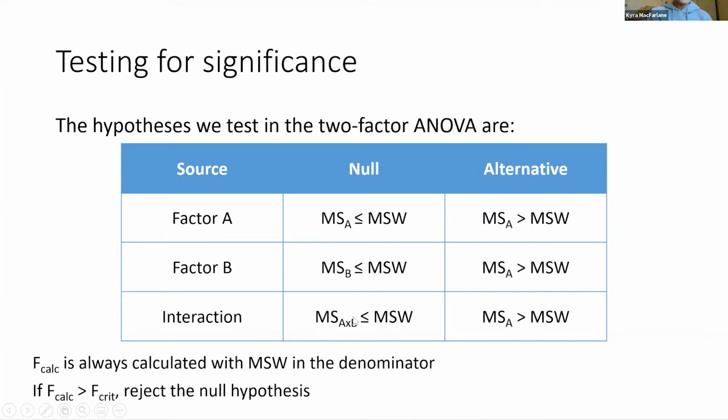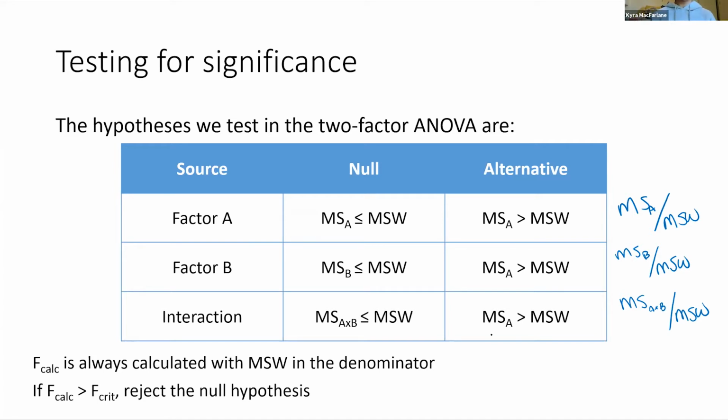And remember, when we technically test this, we do that using an F-calc because we're comparing variances. So when we calculate our F-calc, we do that with our mean squares within in the denominator. So mean squares A, B, or interaction, those are also typos, my bad, would be above this mean squares within. And that's how we get our F-calc.